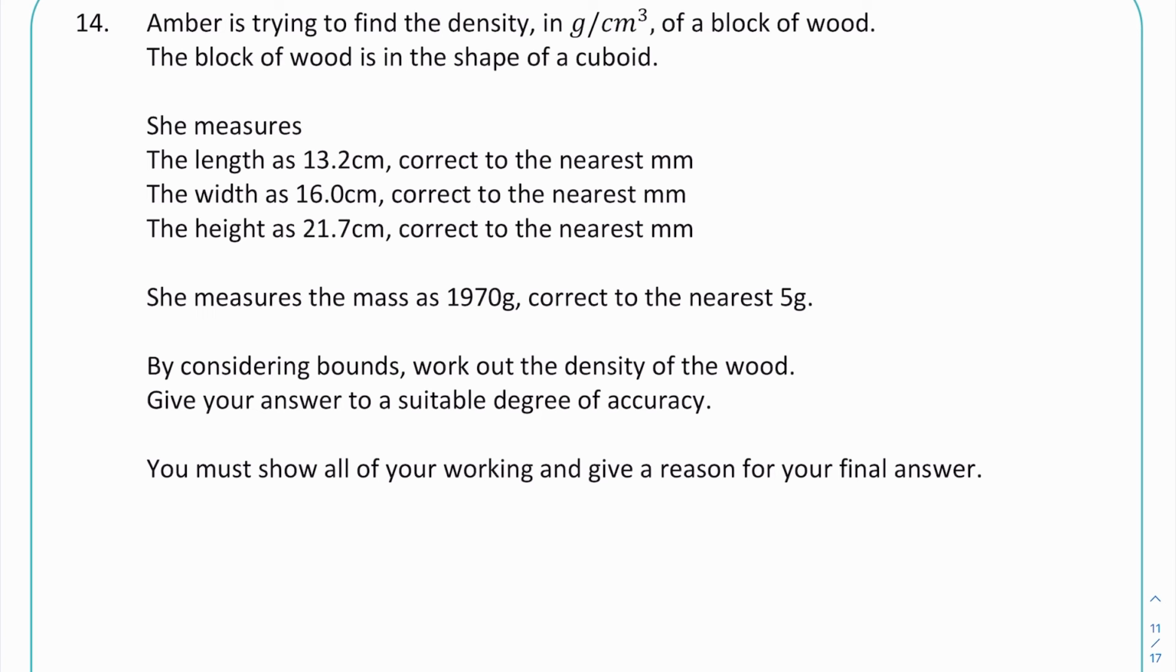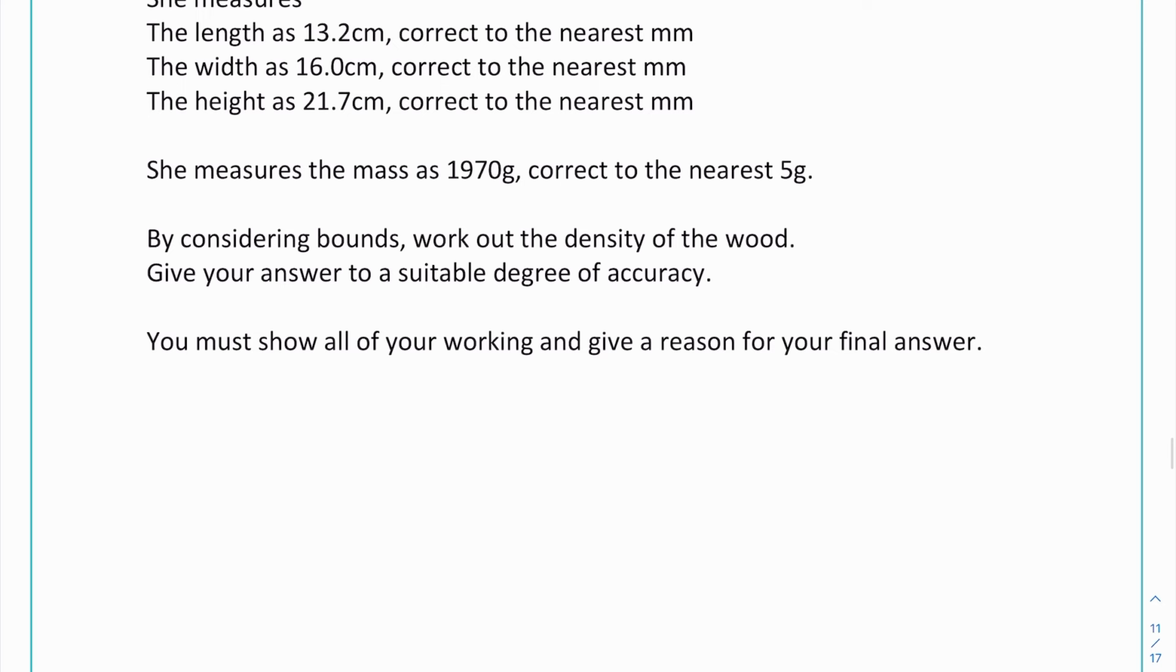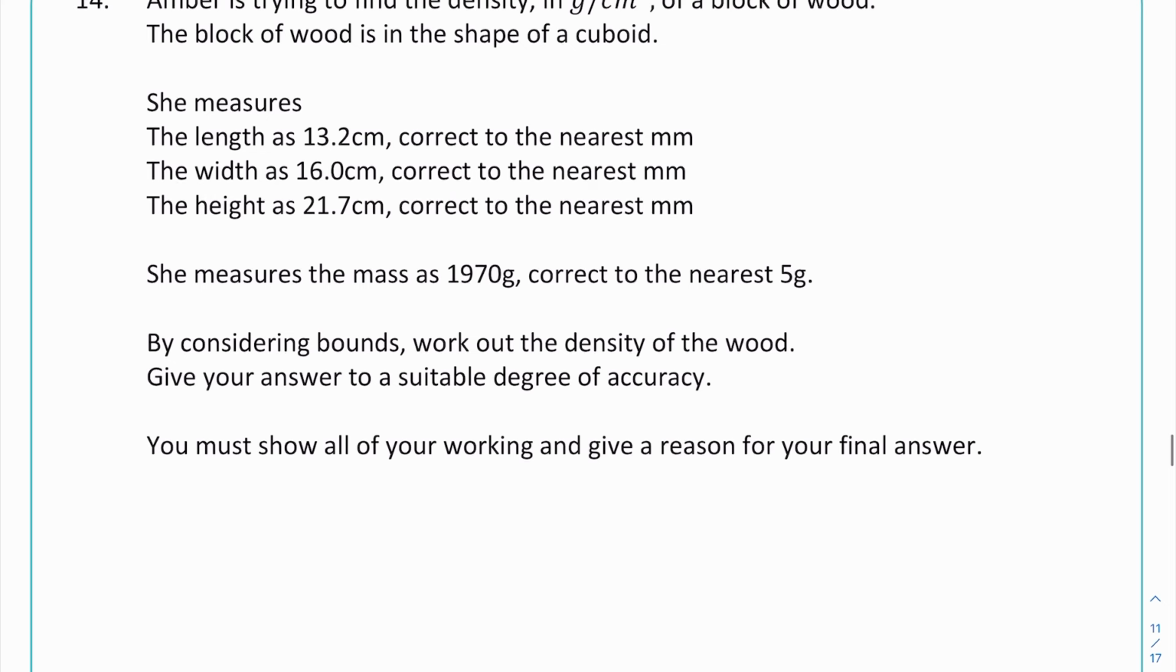She measures the mass as 1,970 grams, correct to the nearest 5 grams, and then it says by considering bounds, work out the density of the wood, give your answer to a suitable degree of accuracy. You must show all your work and give a reason for your final answer. So when we're working with bounds, we need to write the error interval for all of these.